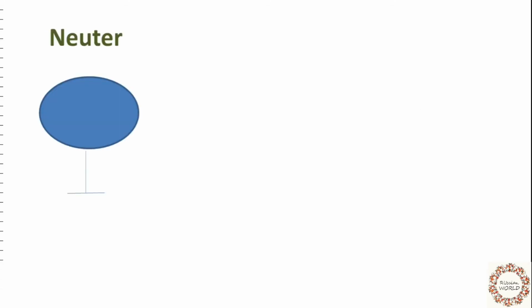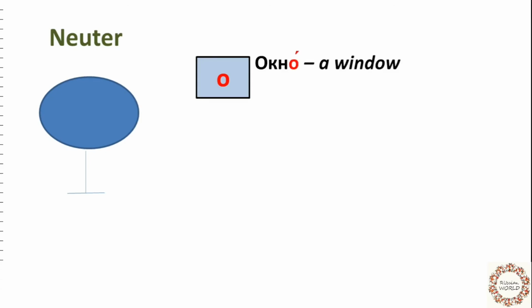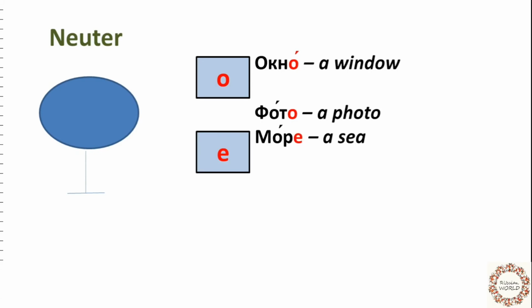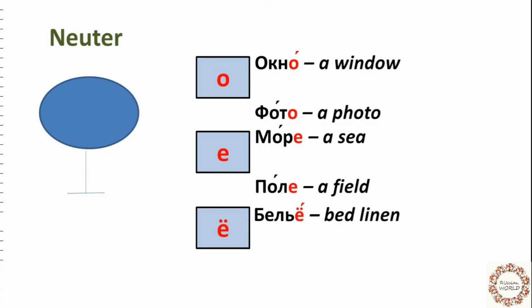Neuter nouns end with letter О. Окно, фото. Also, neuter nouns end with letter Е. For example, море, поле. And neuter nouns end with letter Ё. For example, белье, ружье.